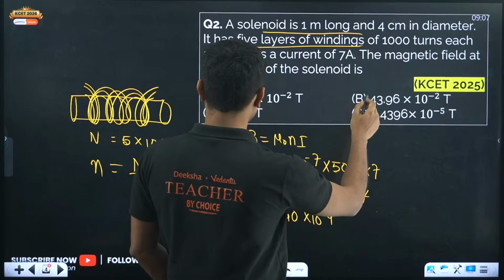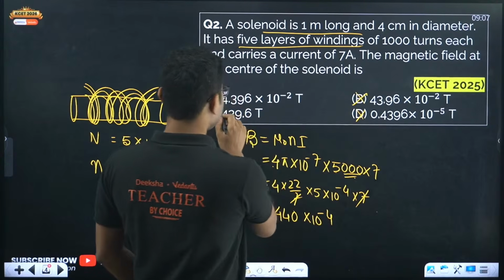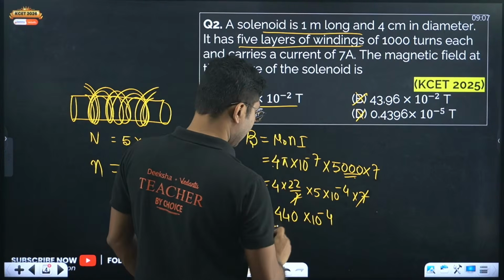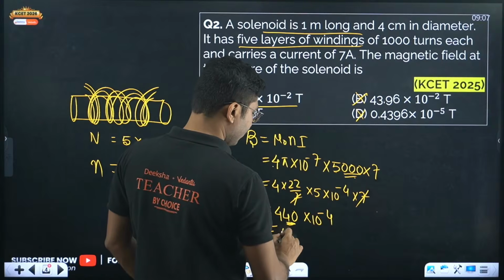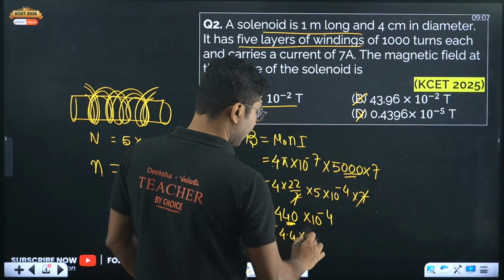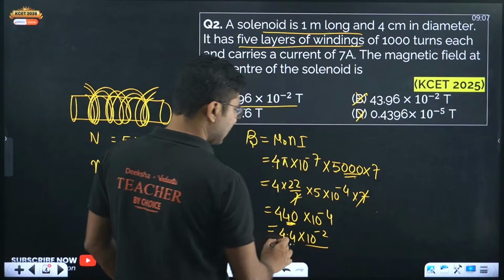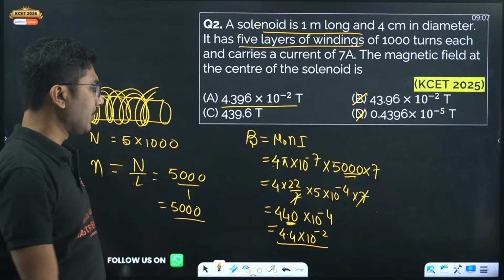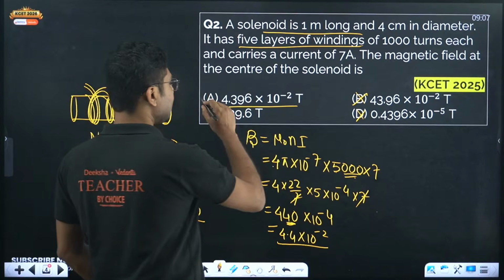This is not the correct match. This is the correct match. If you take two zeros from here, that is 4.4 into 10 to the power of minus 2. You can write this as 4.4 into 10 to the power of minus 2. So the correct match is this one.